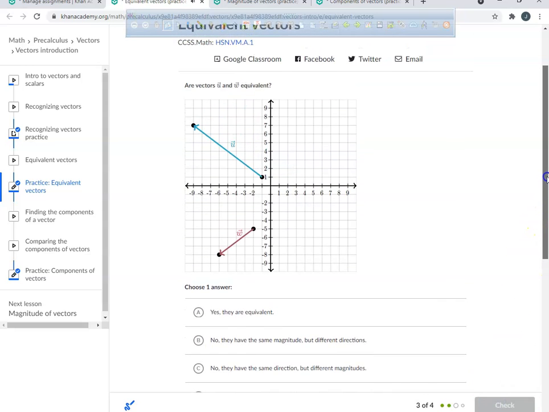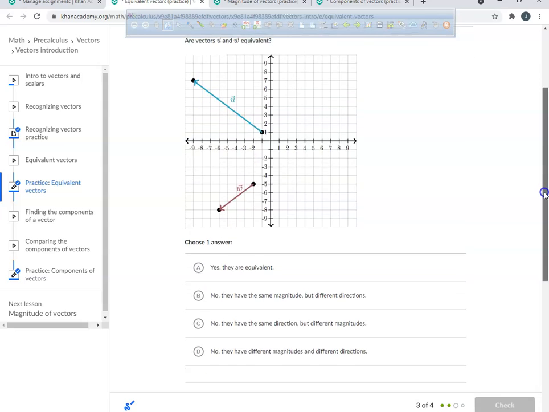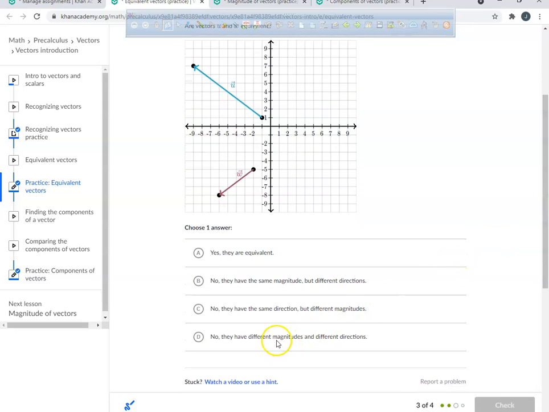Well, these are just all over the place. They don't have the same magnitude and they're going in different directions. So I'm not even going to show you that one goes to the left a certain amount and up. This goes to the left and down. So they are not equivalent. They have different magnitudes and they have different directions. You can clearly see that.